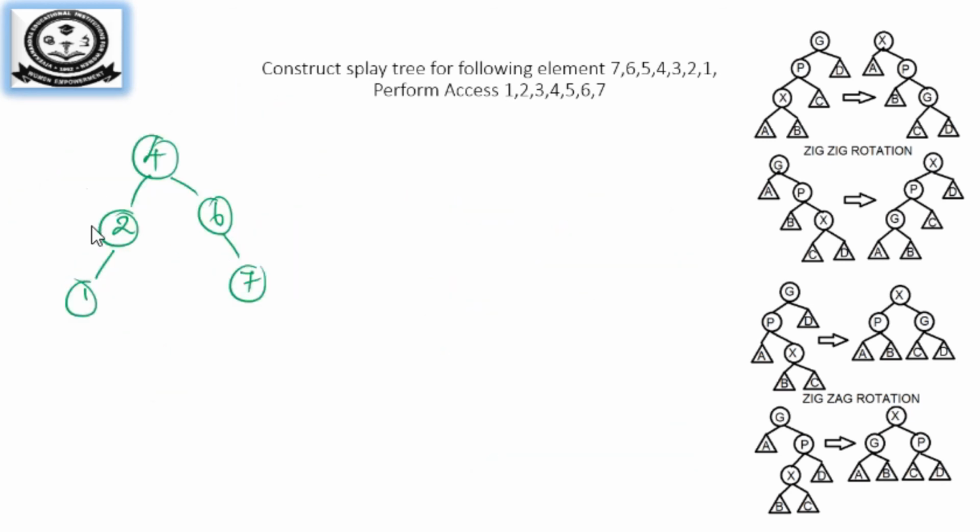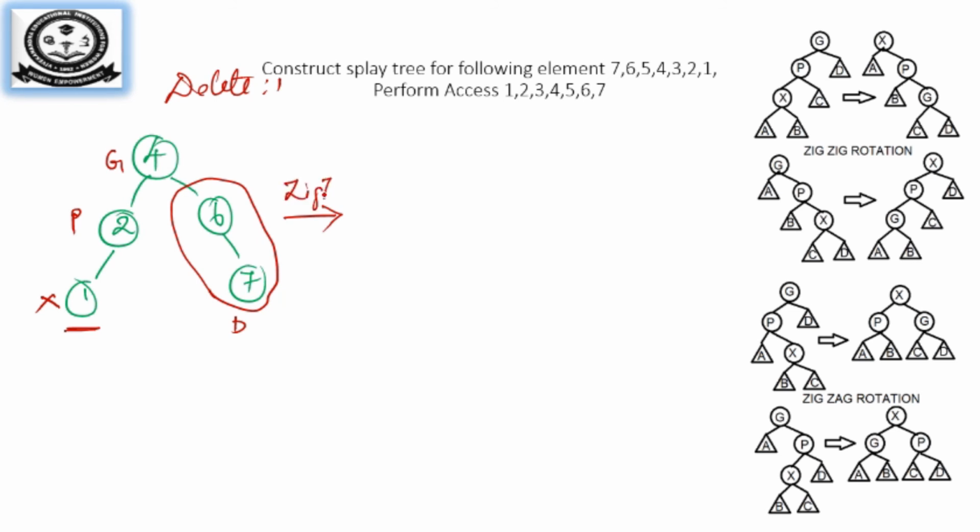Now what element can I delete? Anything we can delete. Let us assume we do it with some leaf node. Again, I'll delete 1 now, because 1 is at the bottom. So you'll take it as X, P, G. I don't have A, B, C, but this entire structure is D. Now perform zigzag, bring 1 to the root node, then you can delete. So 1, 2, 4. I don't have A, B, C, but I have D, that is 6 and 7. So I will take 6 and 7.